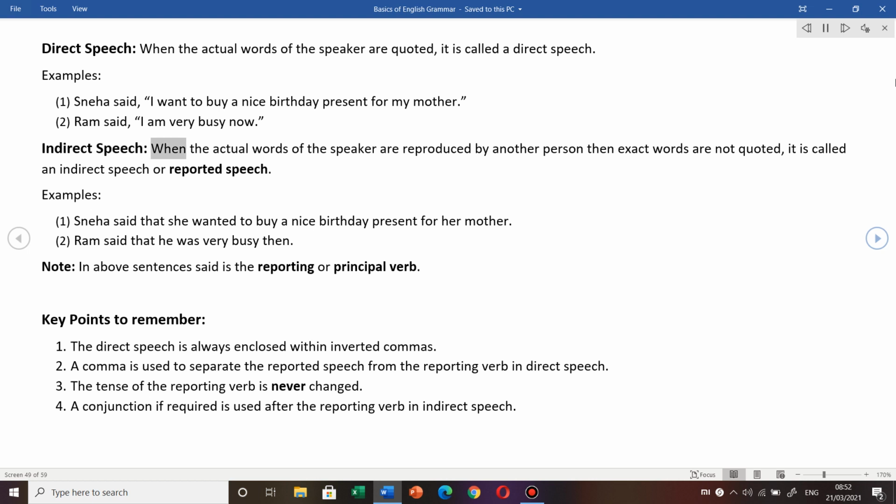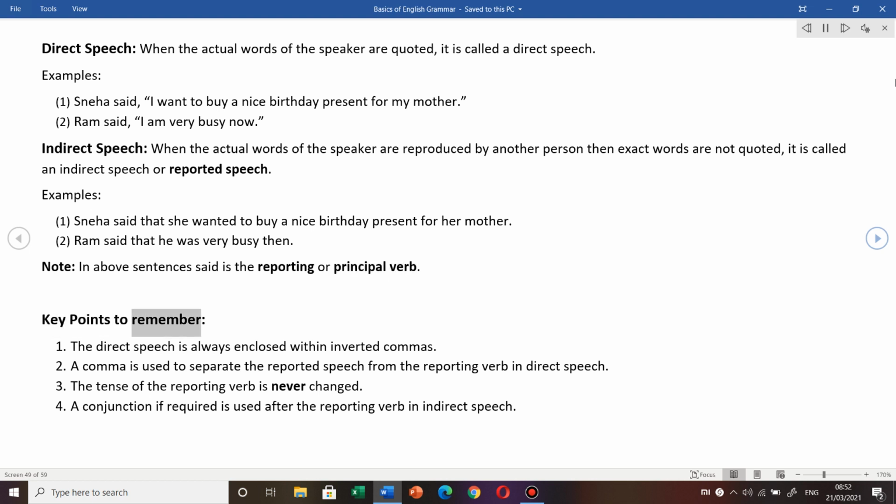Indirect speech: when the actual words of the speaker are reproduced by another person, then exact words are not quoted. It is called indirect speech or reported speech. Examples. Sneha said that she wanted to buy a nice birthday present for her mother. Ram said that he was very busy then. Note: in the above sentences, said is the reporting or principal verb.